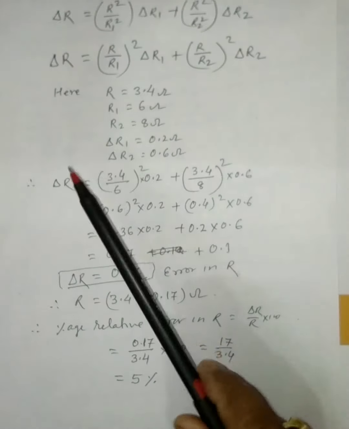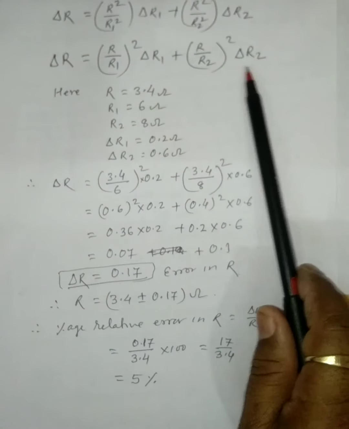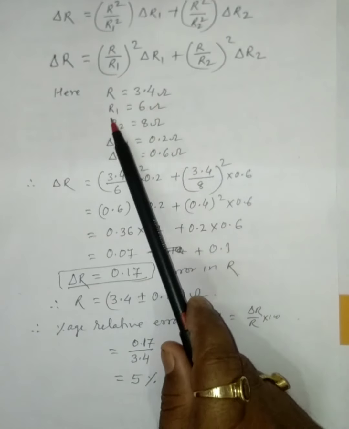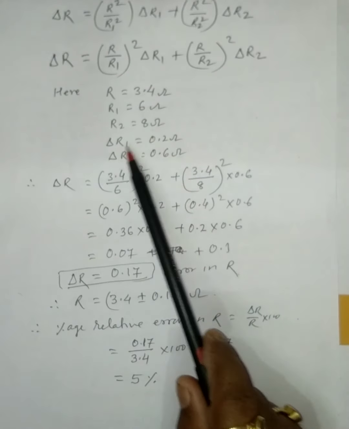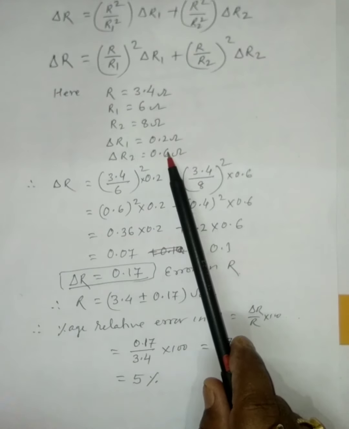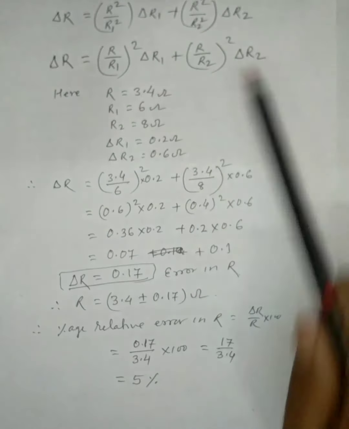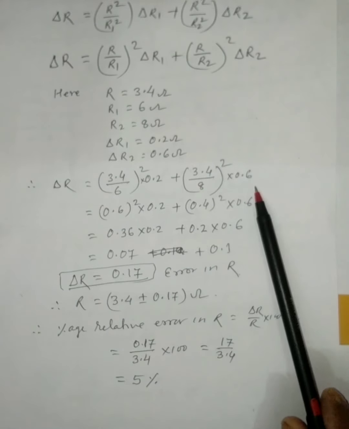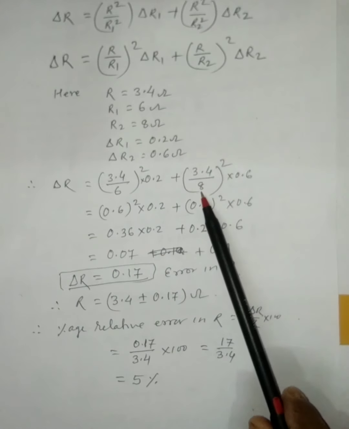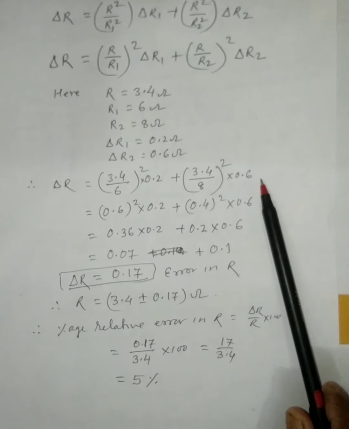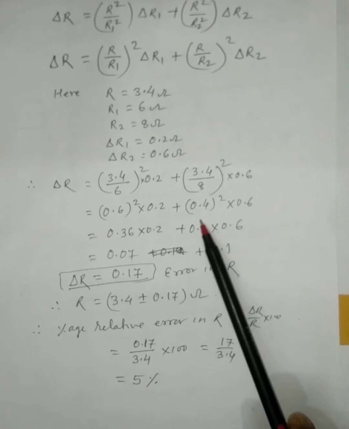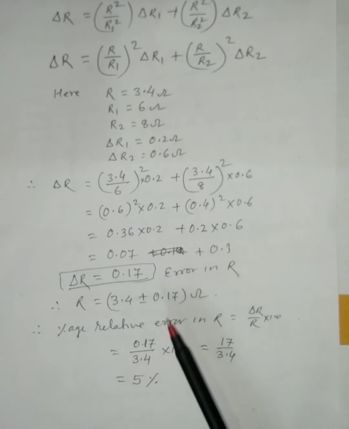So this is the equation, and we have the values: r is 3.4, r1 is 6, r2 is 8, delta r1, that is error in r1, is 0.2, and error in r2 is 0.6. Substituting all these values in this equation, we will get 3.4 by 6 whole square into 0.2, plus 3.4 by 8 whole square into 0.6, and after solving we will get 0.07 here and plus 0.1.